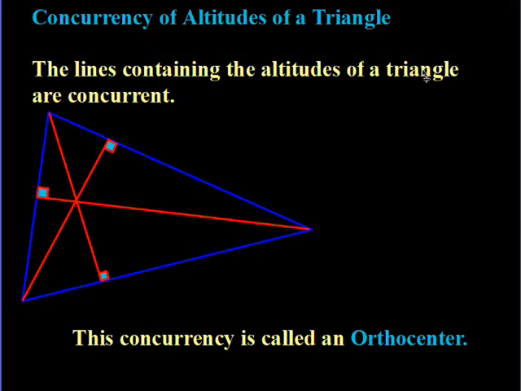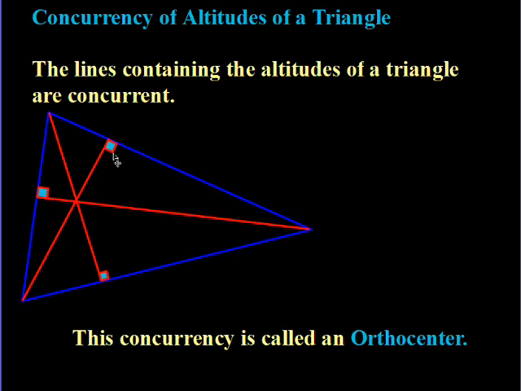The last theorem we have today is about the concurrency of altitudes of a triangle. What this says is that the lines containing the altitudes of a triangle are concurrent. Now, we call this concurrency the orthocenter. So that's this point right here, where those three lines meet.